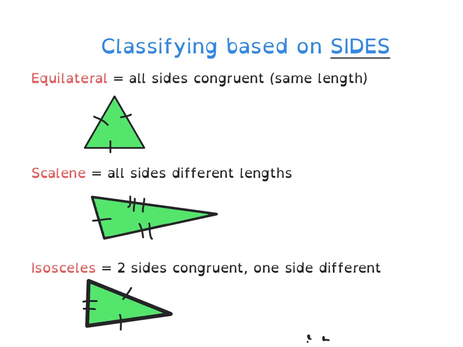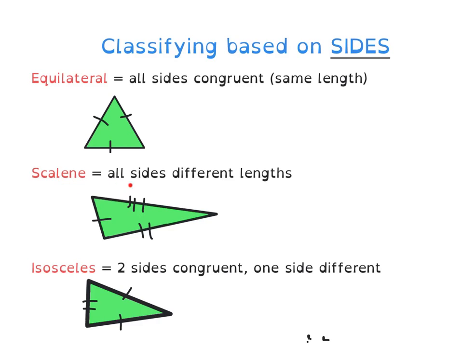All right, so classifying triangles based on their sides. Triangles can either be equilateral, scalene, or isosceles based on the lengths of their sides. Equilateral triangles have all sides congruent. Remember from 4th grade that congruent means same length. So think equilateral, equal, all sides are equal, all sides are the same length. You can tell in this picture this triangle is equilateral because all three sides have been marked with the same notation. They all have one little tick mark showing they're all the same length.